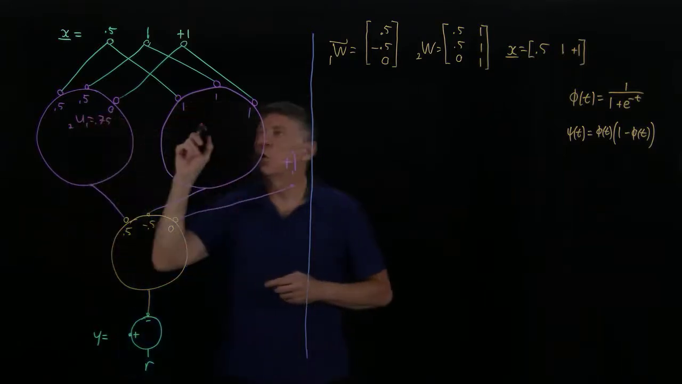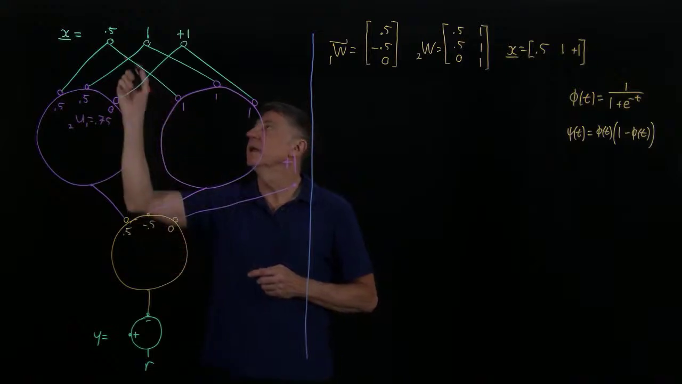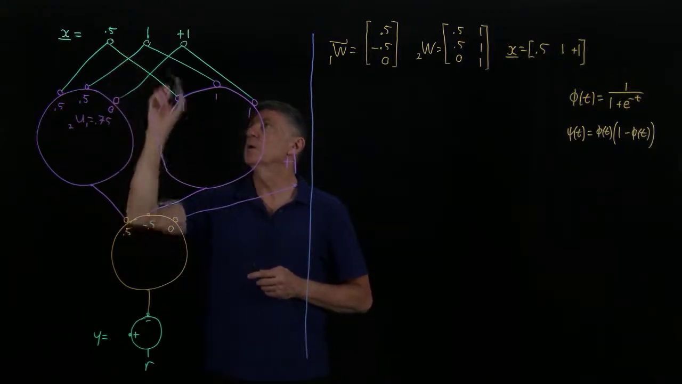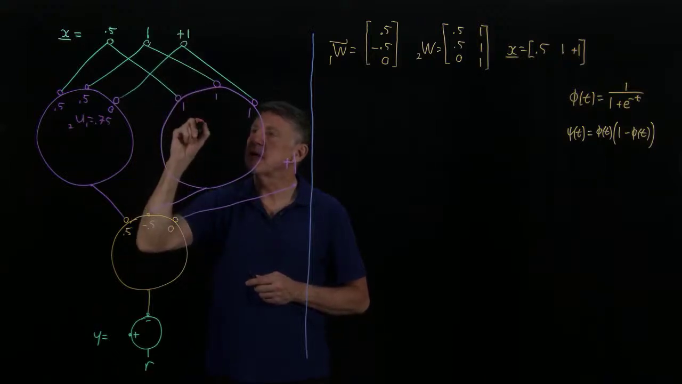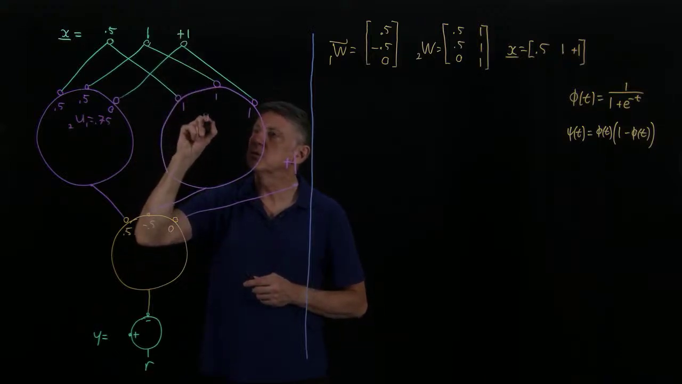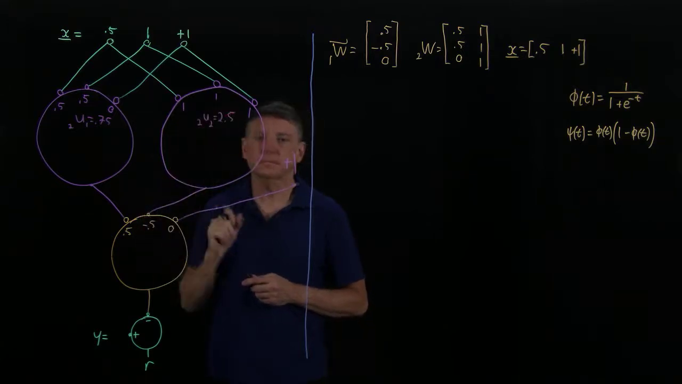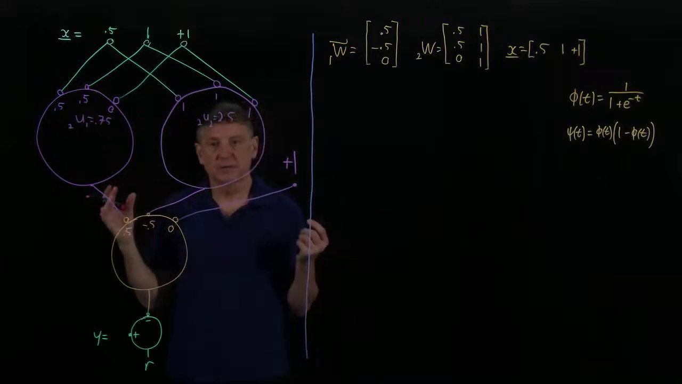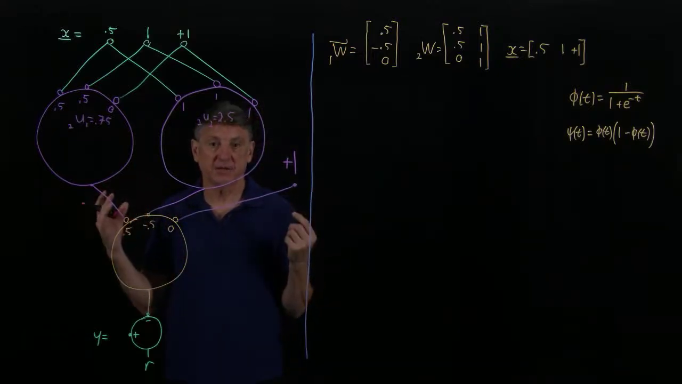0.75. Over here for neuron 2 in layer 2, this will be 0.5 times 1 plus 1 times 1 plus 1 times 1. So that means that 2u2, its linear response, will be 2.5. Those are the linear responses. Now we have to compute the activation function.